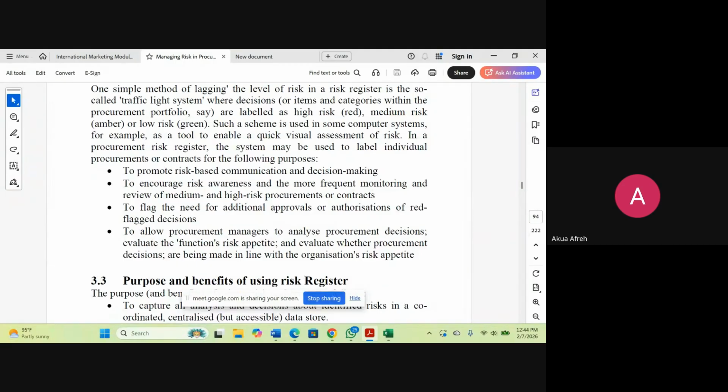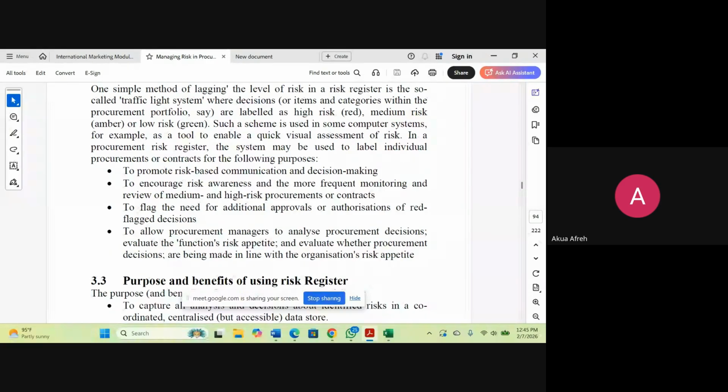And this helps us to communicate risks and then make decisions based on the priorities that we give to those risks. Somebody will ask, why is this traffic light thing important? It is important because we know that the red means that immediate attention needs to be given. The amber means that we need to monitor it closely. Then the green means that we can accept it for now.